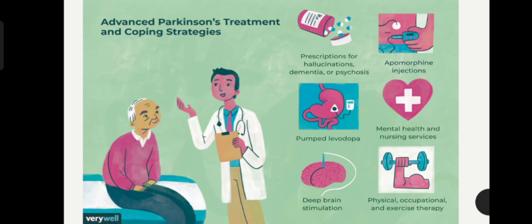The doctor may also recommend prescriptions for hallucination, dementia, or psychosis. Treatments include apomorphine injection, pumped levodopa, mental health and nursing services, deep brain stimulation, and physical and occupational and exercise therapy. For example, we can also work on enhancing the clearance of abnormal protein and improving the function of mitochondria.